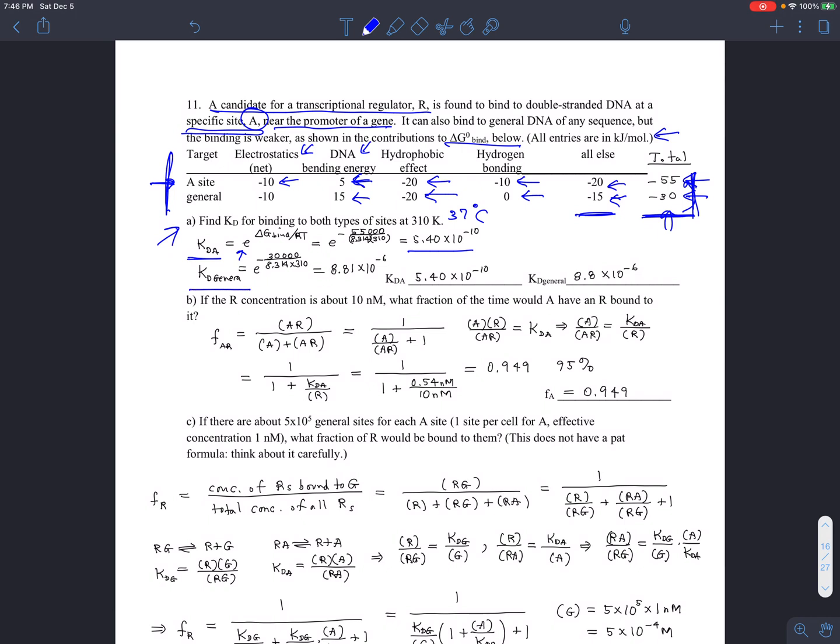And then in general, for the general site, it's 8.8 times 10 to the minus 6, which is micromolar affinity, actually about 10 micromolar affinity, so much worse. You notice that this relatively small delta G difference has caused a factor of 10 to the 4, more than 10,000-fold difference in the binding, in the KD of the binding.